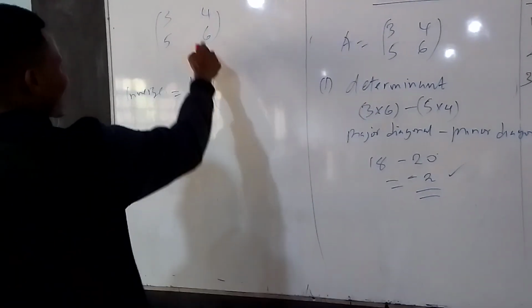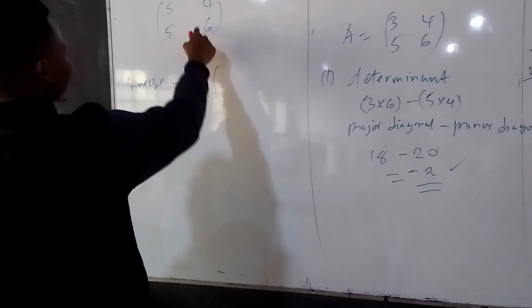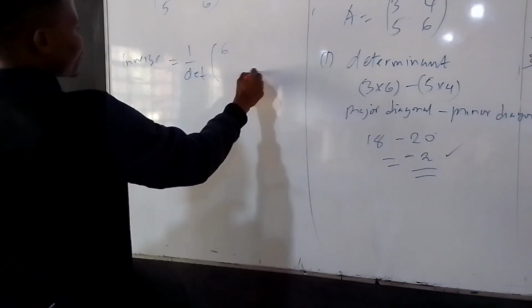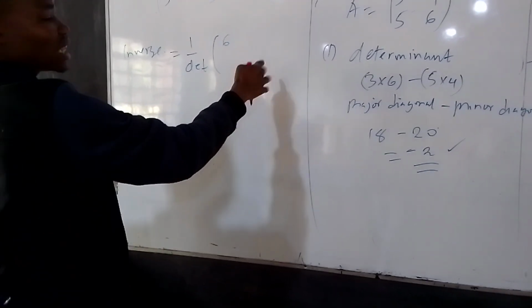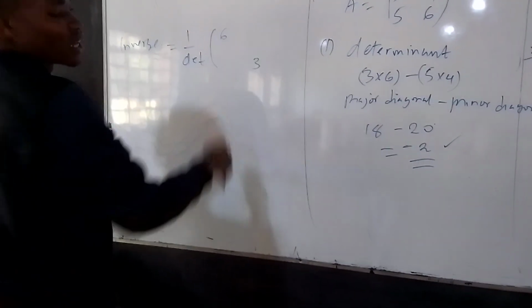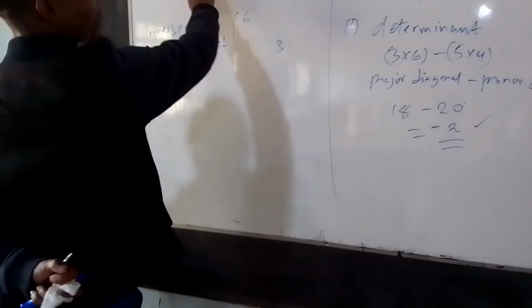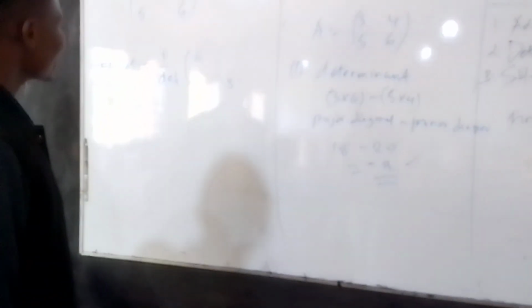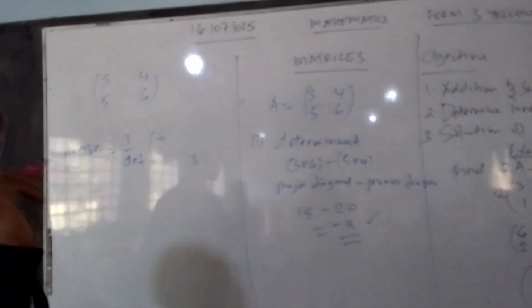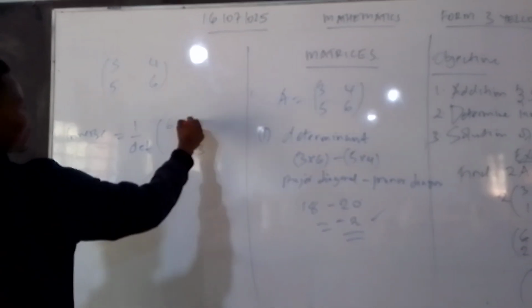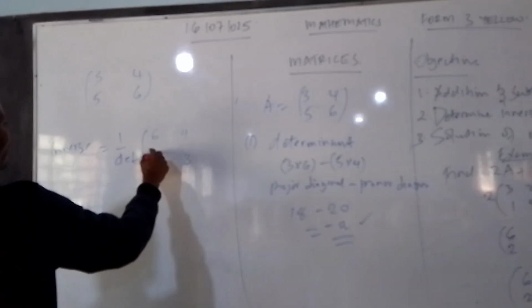Now, like this is major diagonal. You will interchange these. If you interchange these, we have 6 on top now, 3 at the bottom part. Originally, 3 was at the bottom and 6 was at the top. And then for the minor diagonal, you will negate. So you will negate this. You will make it negative 4, and this is negative 5.